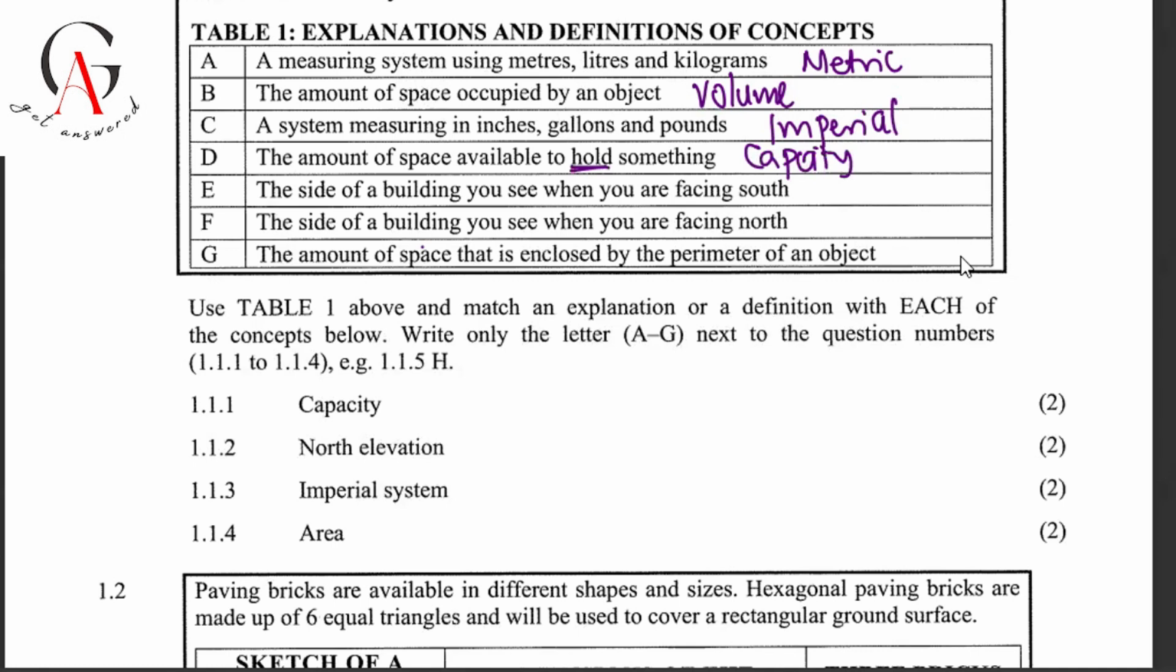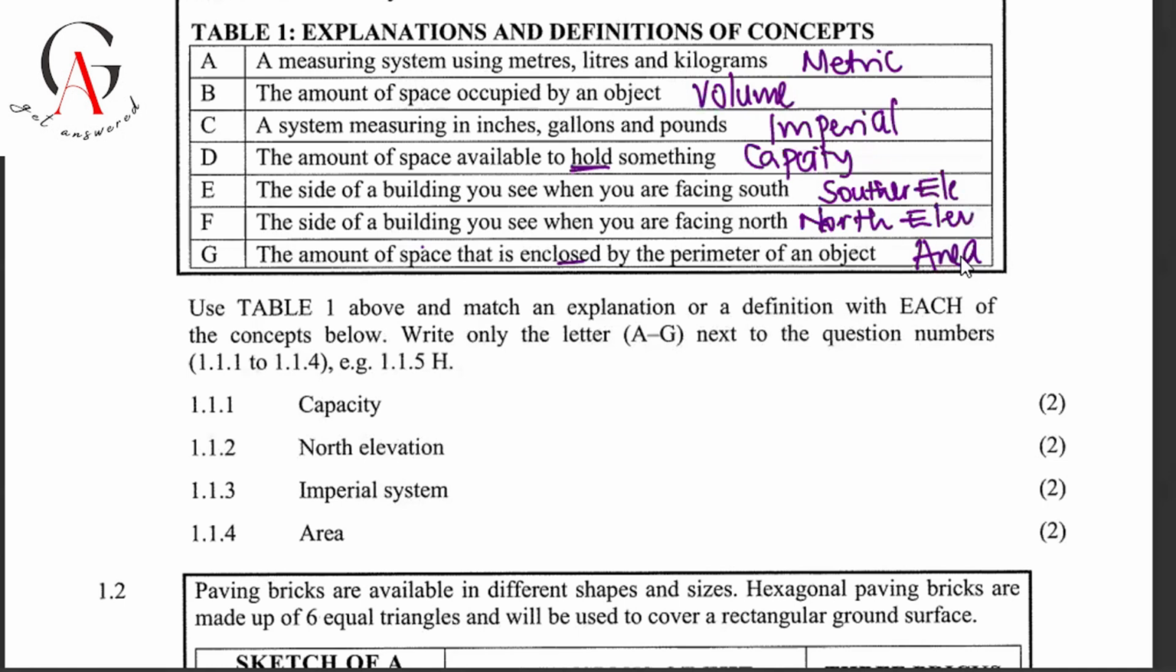A side of a building you see when you're facing south, this has to be the southern elevation. Then we go to the side of the building you see when you're facing north, this has to be the northern elevation. Then the amount of space that is enclosed, this has to be area.